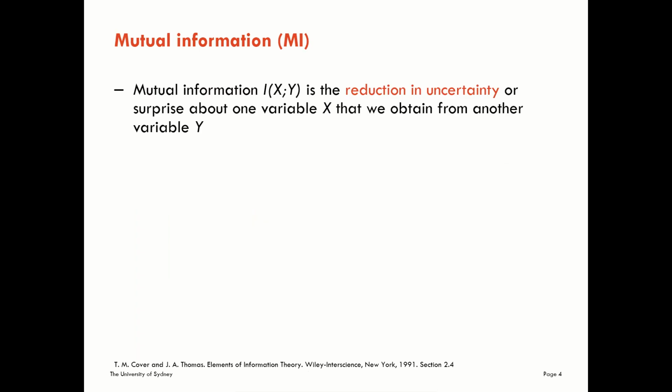So now let's come to define information. We define information via the mutual information function. We talked about uncertainty a lot in our last lecture, and as I say, I already mentioned that we would look at information as a reduction in uncertainty. And this is exactly what mutual information is quantifying for us now. It's a reduction in uncertainty or surprise about one variable x that we obtain from another variable y.